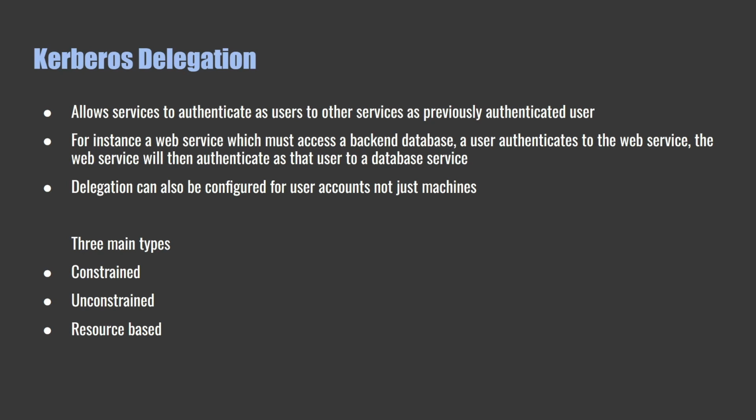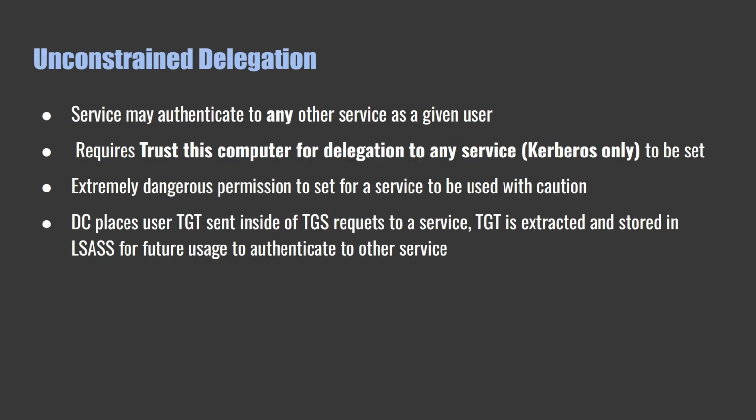There are three main types in Kerberos or Active Directory. You get constrained, unconstrained, and resource-based constrained delegation, I should say after that. I'm going to go over those three types now. So right off the bat, in order of complexity, we have the lowest level, unconstrained delegation, which is also probably the worst. It's the easiest to exploit, and it's probably going to get you the most. So a given service may authenticate to any other service as a given user, and it requires trust this computer for delegation to any service.